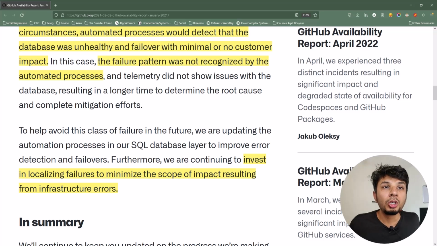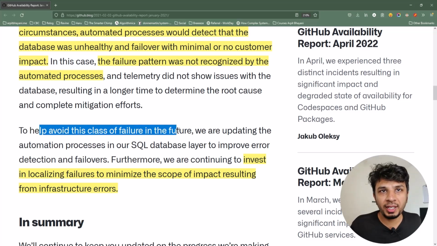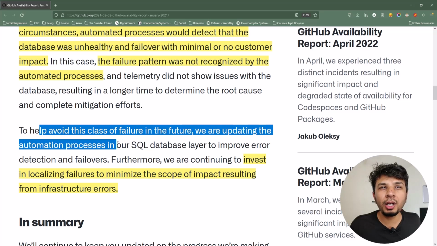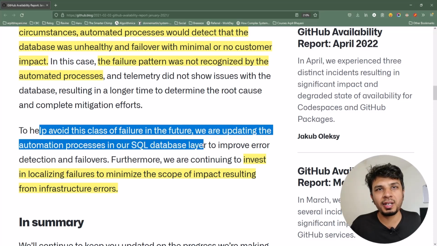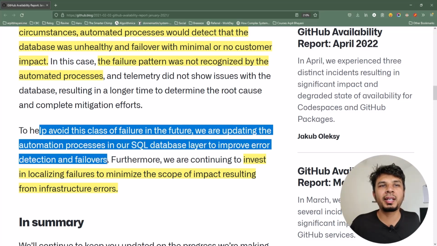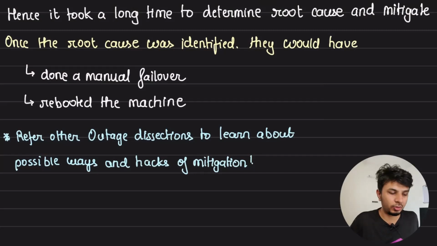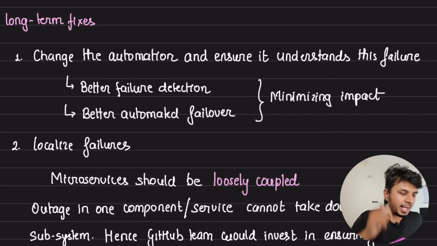To help avoid this class of failures in the future, we are updating the automation process in the SQL database layer to improve error detection and failover. Everyone says this, and this becomes a step 0 after the issue is mitigated, to ensure that you do not see the outage because of the same reason again. That is a very important thing to do anytime you face an outage, right? So that would be the first thing.